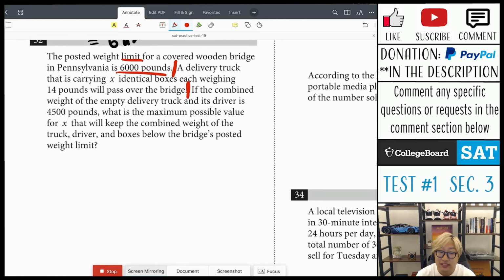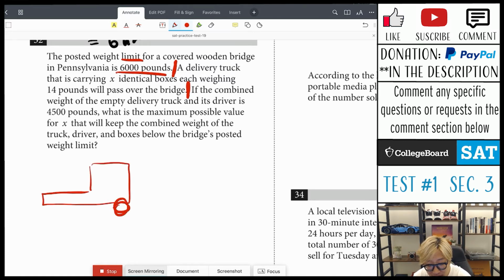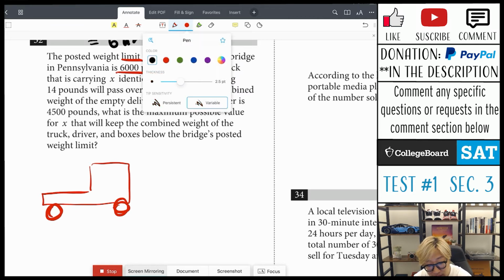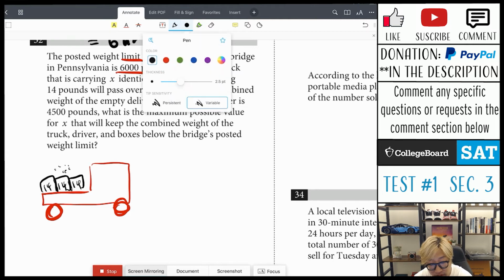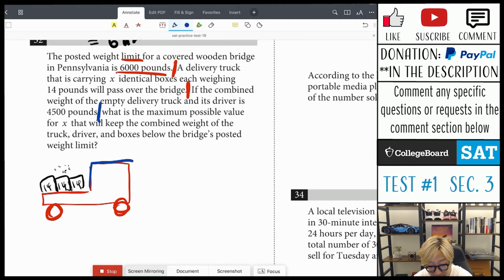Don't draw this, please. I'm drawing it just to give you an idea of what is going on. So I don't know, just some rough truck right here. And then it's carrying all these boxes that are 14 pounds each. So the 14 and the other 14 and 14 and on and on. Now, if the combined weight of the empty delivery truck and the driver is 4,500 pounds, so that little truck, and then the guy inside driving, together is 4,500 pounds.